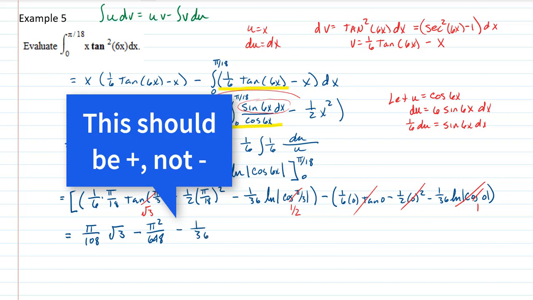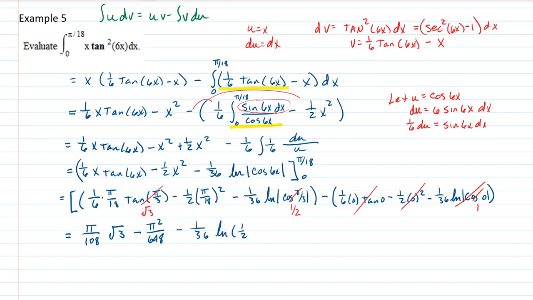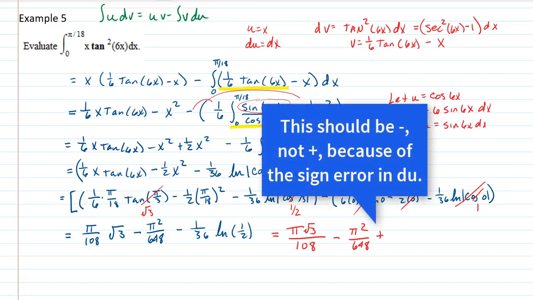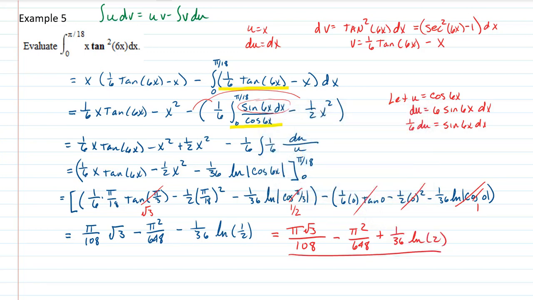And then the natural log of 1/2 I could write as this, or I could write plus 1 over 36 natural log 2. Your call. 1/2 could be written as 2 raised to a power of -1, and then that negative would cancel out. So I would either accept this as an answer or this with a plus 1 over 36 natural log 2. Either one of these answers will work.